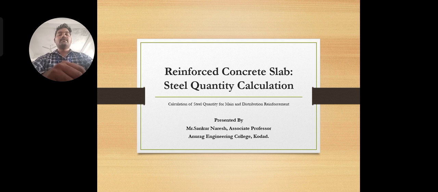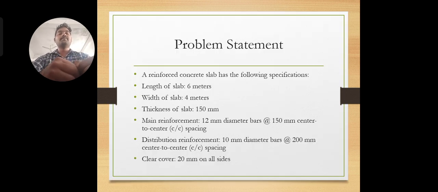Here the problem is given to estimate the steel quantity in the slab, and I want to read out the problem. Later I want to summarize what things are given and what things are missing in the problem. The reinforced concrete slab has the following specifications: the length is 6 meters, the width is 4 meters, and the thickness is 150 mm.